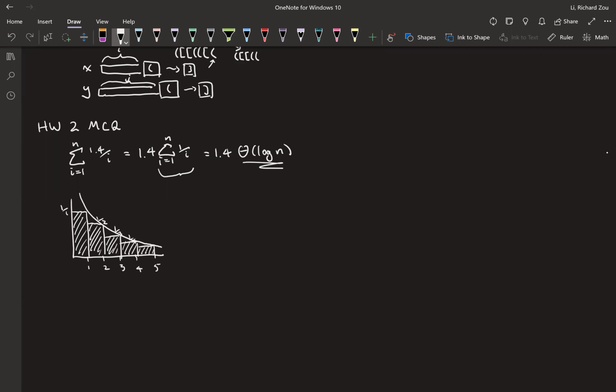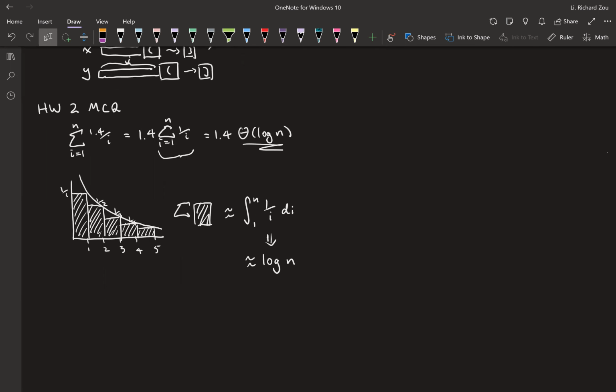And if you take the sum of the rectangles, I'm not going to go through this rigorously, but the sum of the rectangles is approximately equal to the integral from 1 to n of 1 over i. If you do a little bit of calculus, that gets you that this is approximately log n. There are more rigorous ways of showing that this is true, but this is just a very brief outline.